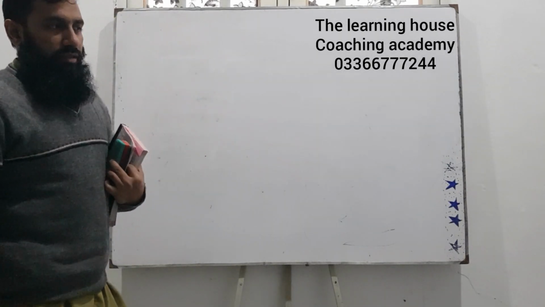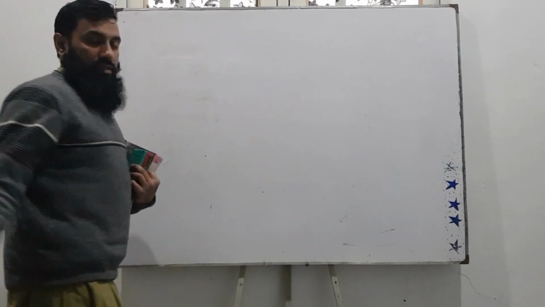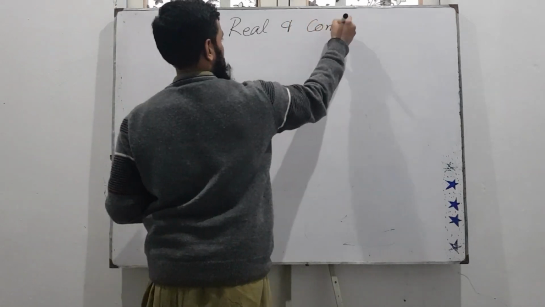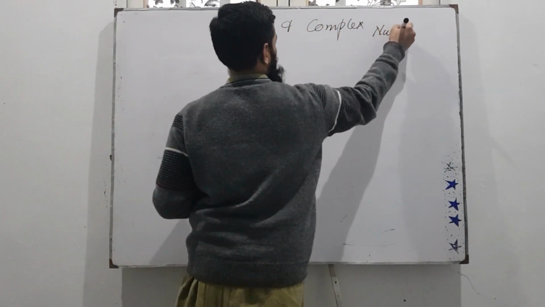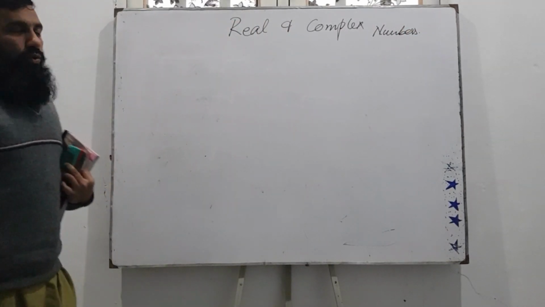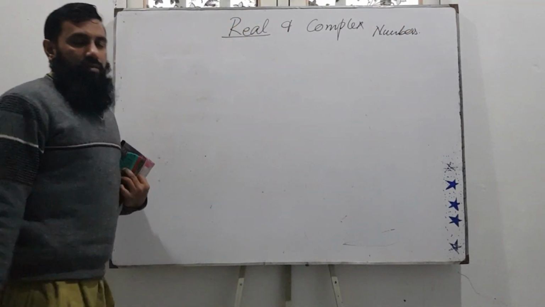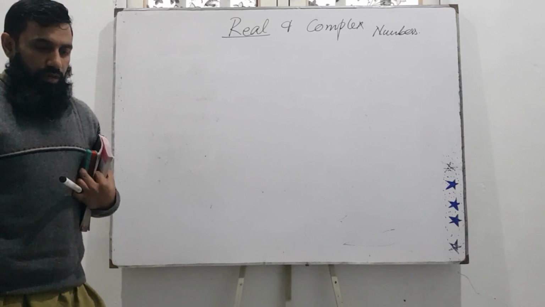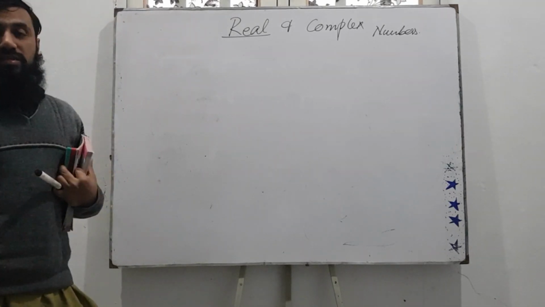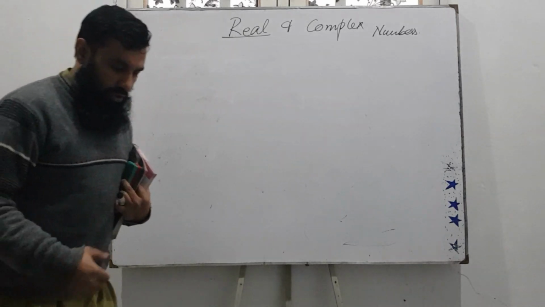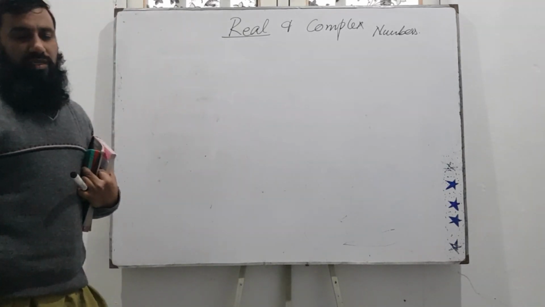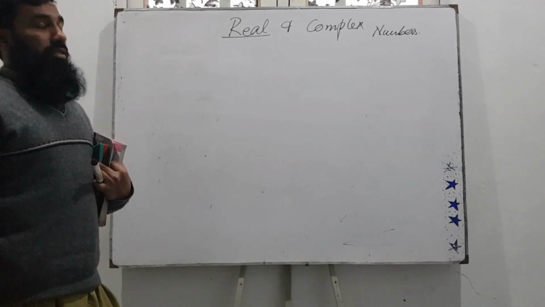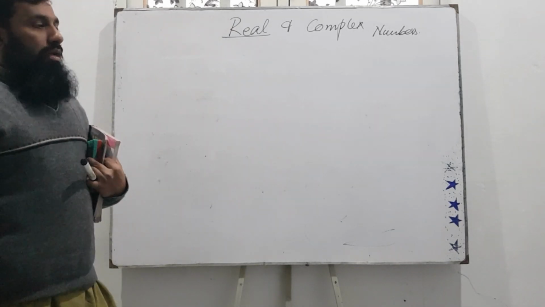Today we are going to start a new chapter of 9th class. The name of the chapter is Real and Complex Numbers. First we are going to explain what real numbers are, what the operations on real numbers are, what the properties are which are very important and necessary for real numbers, and then we will learn how to add and subtract real numbers, and we will depict the real numbers onto the number line.